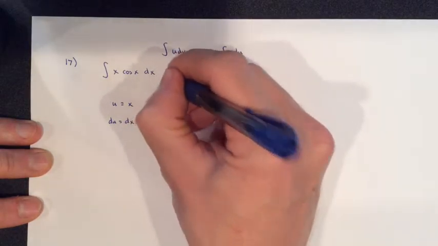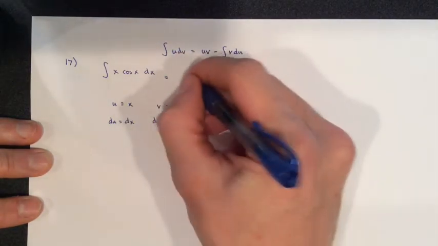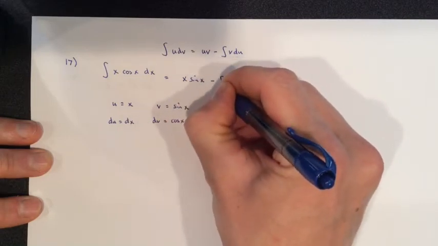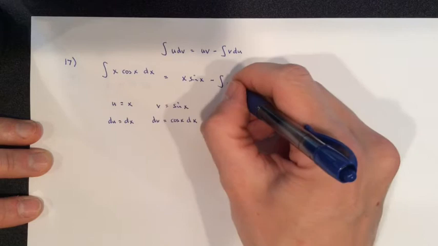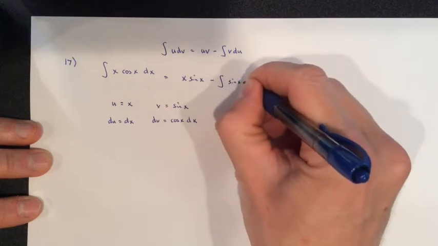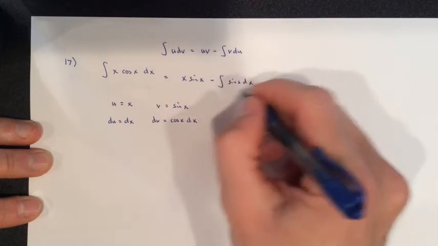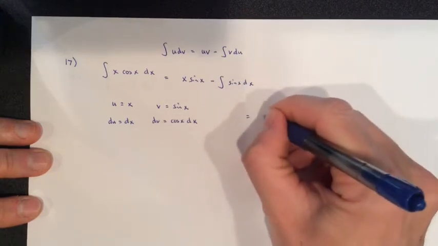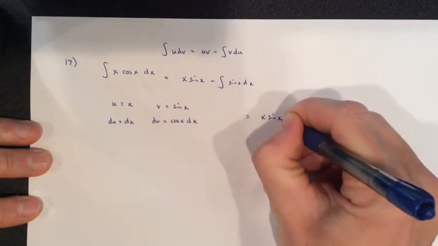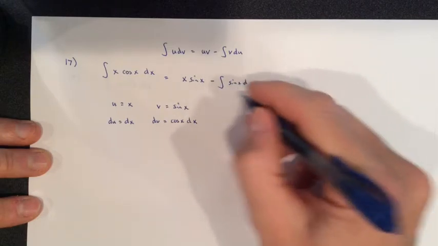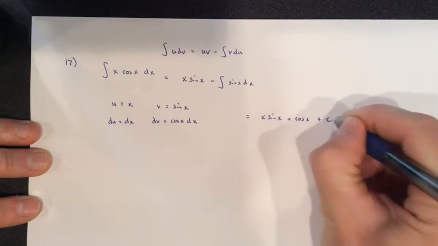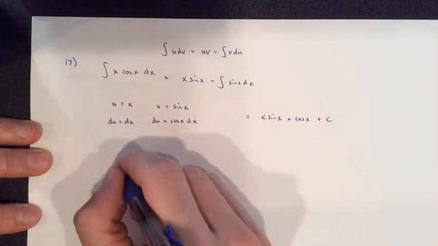Okay, so we're going to take this integral and rewrite it as uv, x sine x, minus the integral of v du. And again, we manipulated it so we can do this integral. This integral we know, the integral of sine is negative cosine. So then this is just x sine x, the integral is negative cosine, the negatives cancel and give you plus cosine x plus c.